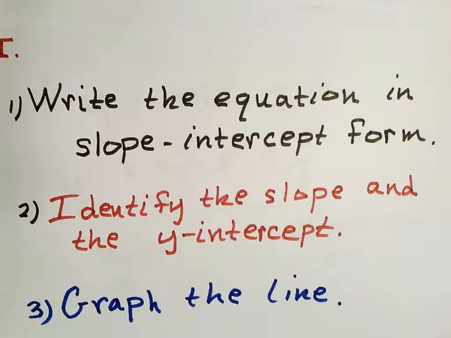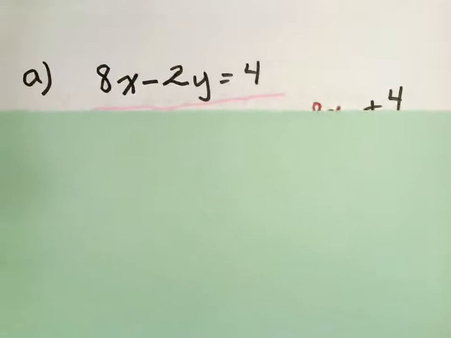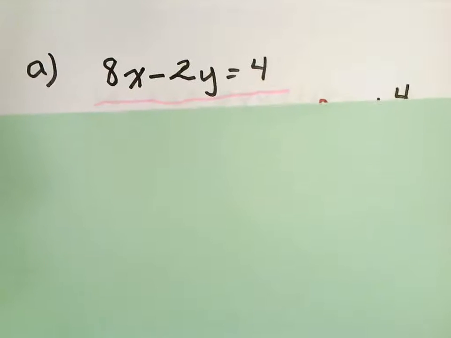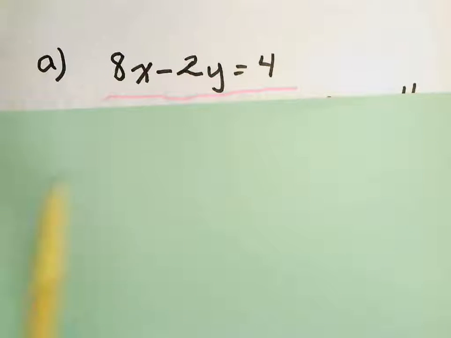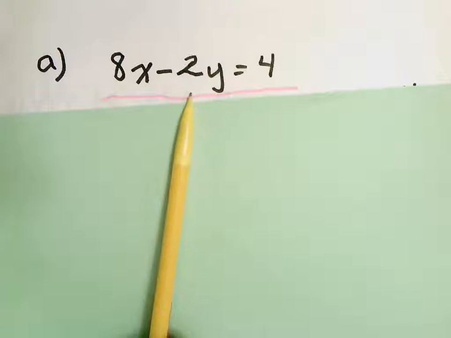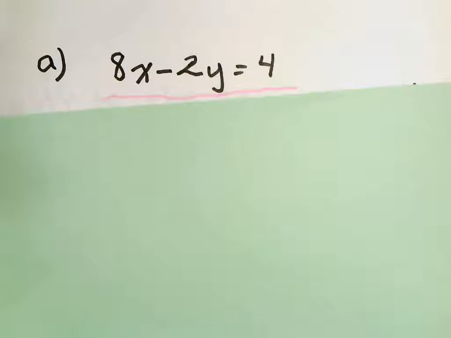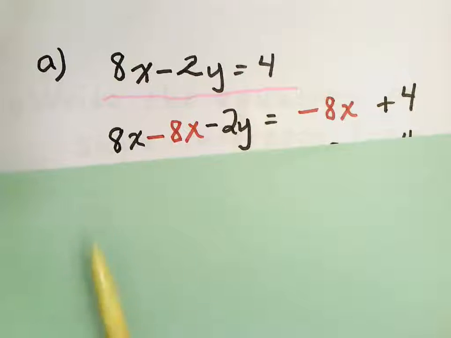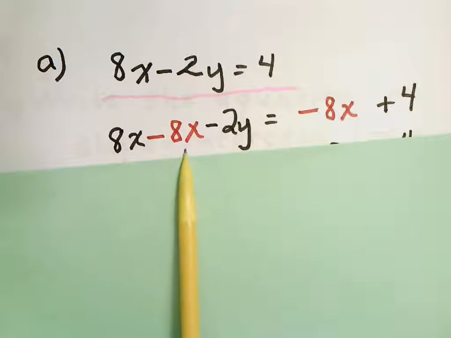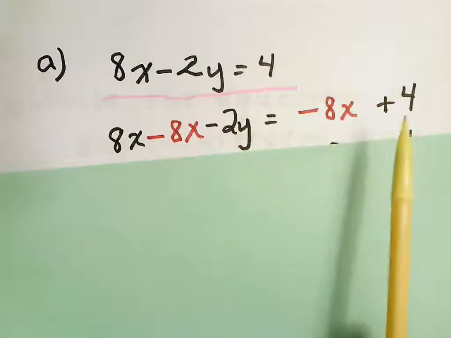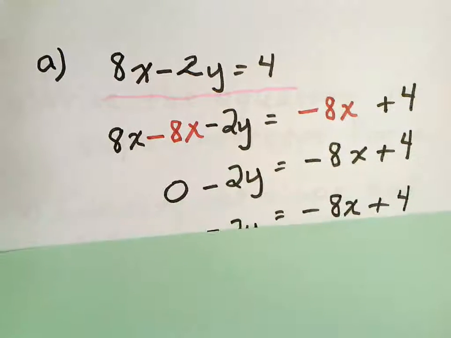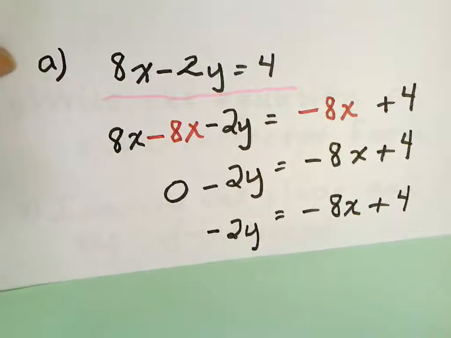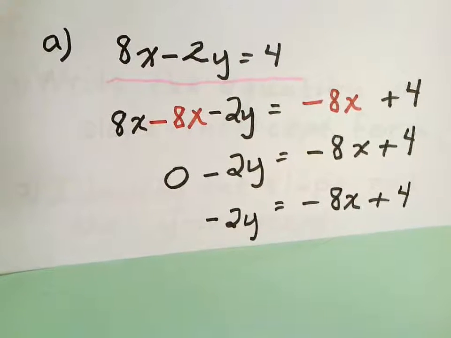So the first one that we're going to look at, the equation 8x minus 2y equals 4. Now our goal is to get the y all by itself on the left-hand side. So I'm going to subtract 8x from each side. 8x minus 8x, 0. Negative 8x plus 4, just bring it down. So we have negative 2y is equal to negative 8x plus 4.